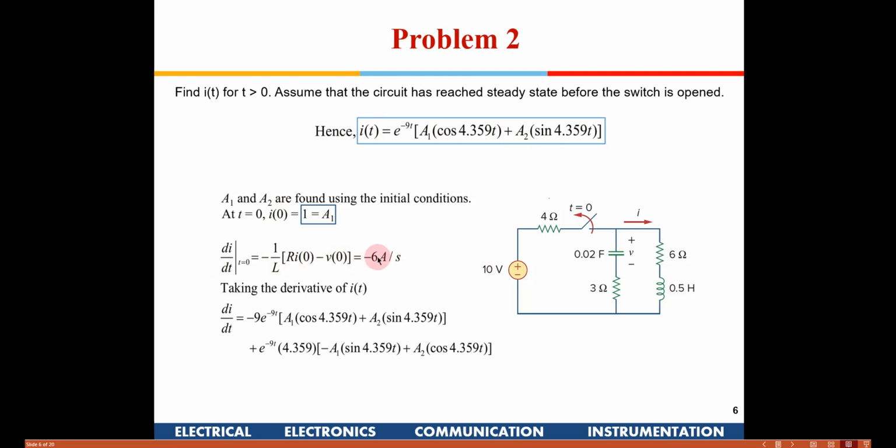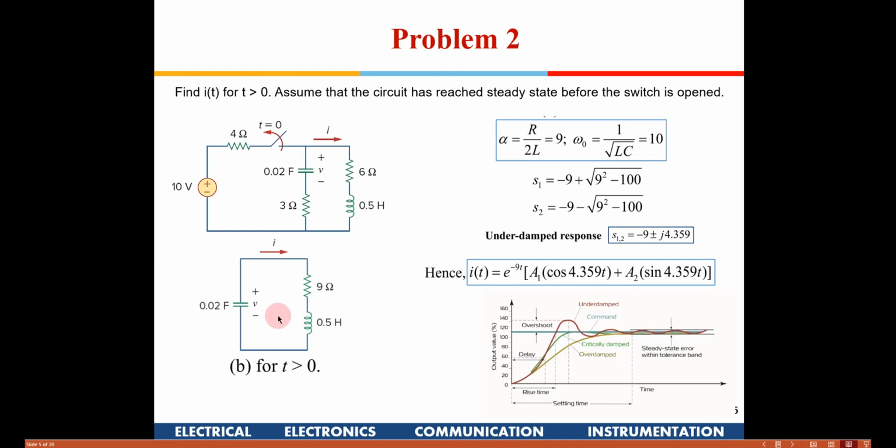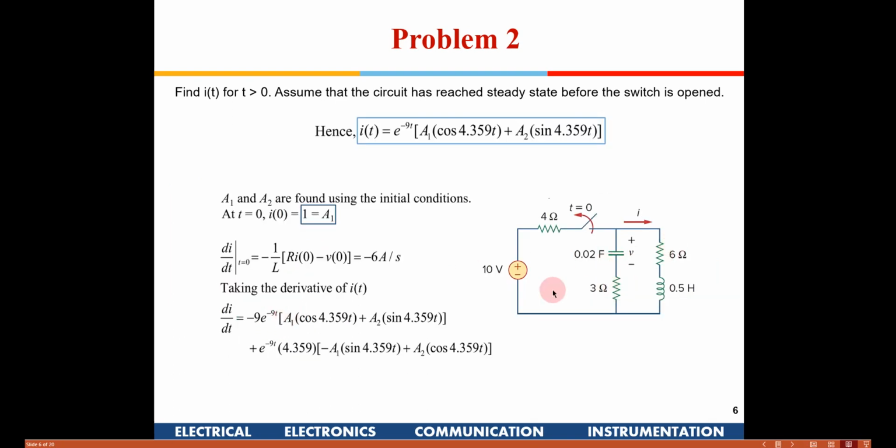Okay, now where did I get this 6 from? The initial current is 1 out here, right? And this resistance is 9. Okay, 6 plus 3 is 9. If I see, this is the equivalent circuit. So this becomes 9, and minus the voltage across the capacitor, which we know is 6, the initial condition. So 9 minus 6 will be 3, right? And the inductance L is 0.5. So you get 6 ampere per second for di by dt, right?